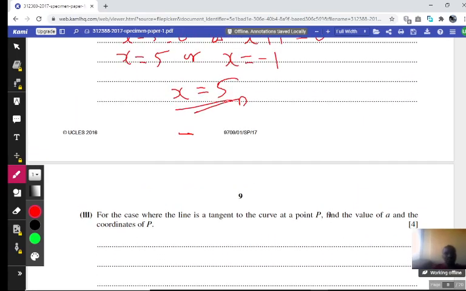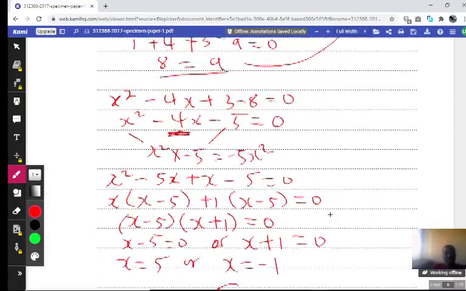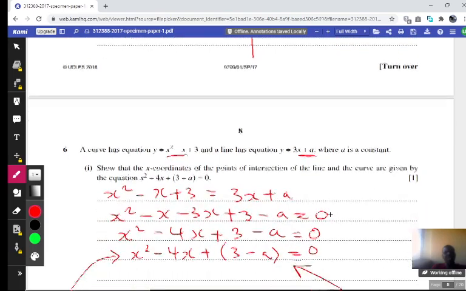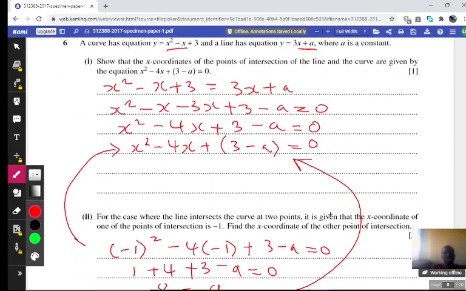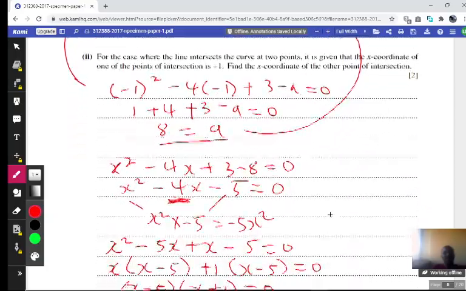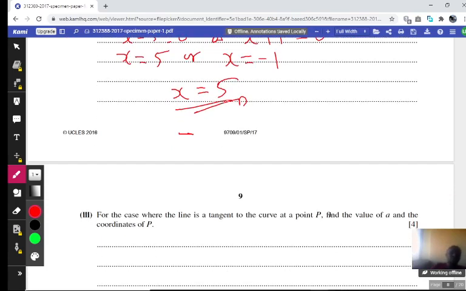Right, then now let's move up. Let me find the original equations up there. Right, we are given that the equation of the curve is y is equal to x squared minus x plus 3. And the equation of the tangent, in this case the line is now a tangent, is y is equal to 3x plus a. So the line is y is equal to 3x plus a.